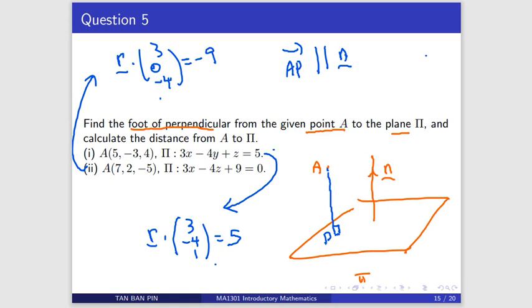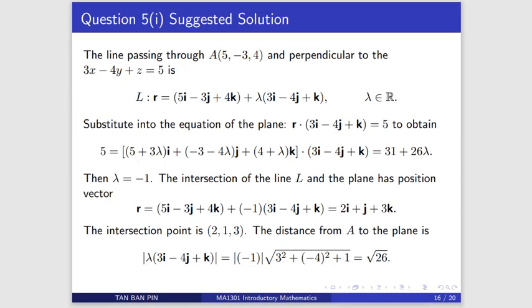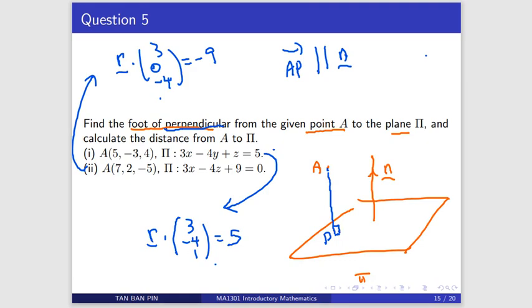So first, you're supposed to find the foot of perpendicular. So you try to find the equation of the line AP, and then you find the intersection point P. So the line passing through A perpendicular to the plane 3x - 4y + z = 5 will have direction vector 3i - 4j + k, right? And passing through (5, -3, 4). So this is the equation of the line AP I mentioned here.